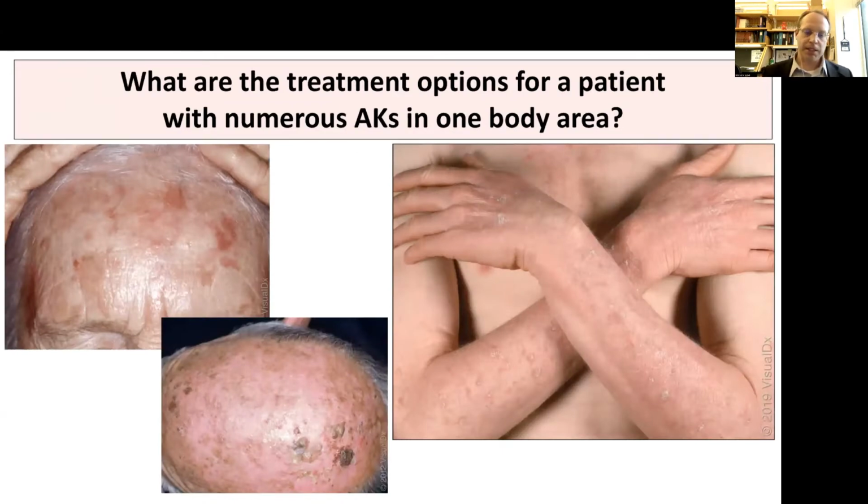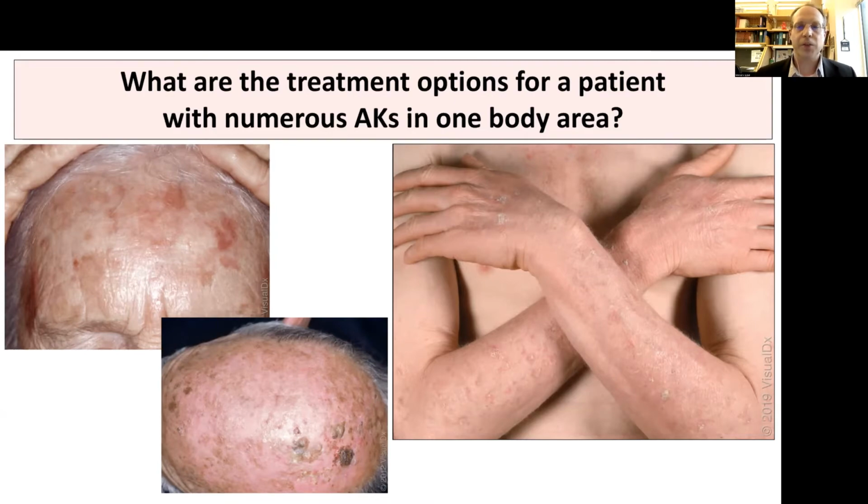So we've talked a little bit about the science. Let's bring it back into the clinic and talk about how we're going to use field therapy to treat field cancerization. What are the treatment options for a patient that has numerous actinic keratoses in one body area? In the upper left, I show a patient with actinic keratoses on the forehead. In the center here, there are actinic keratoses on the scalp. And on the right, a patient with multiple actinic keratoses on the extensor forearms and dorsal hands.